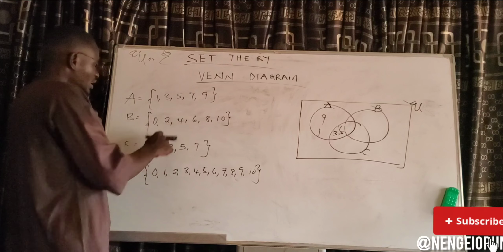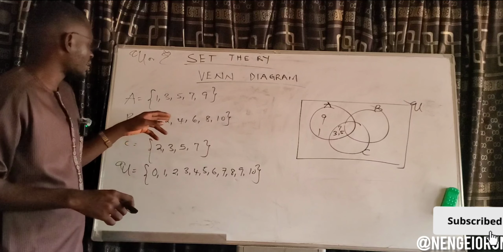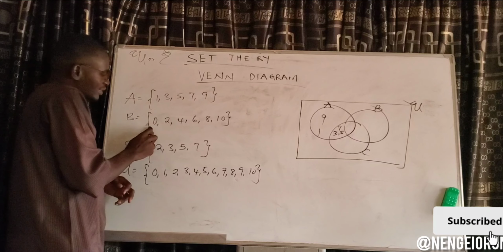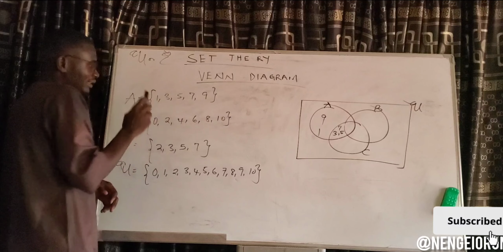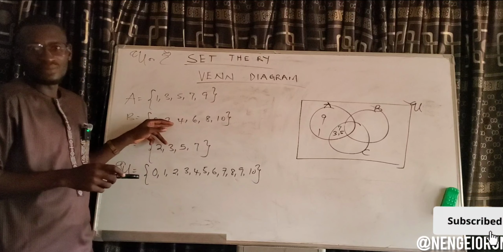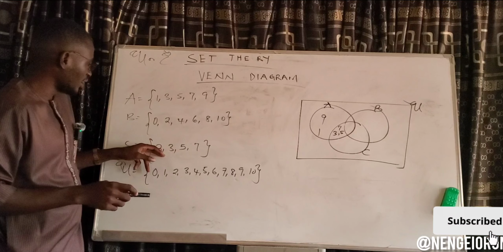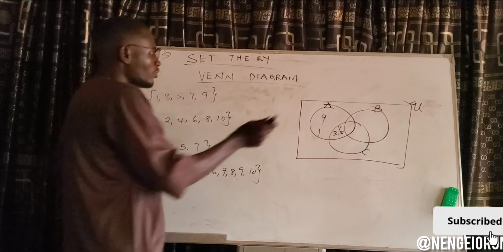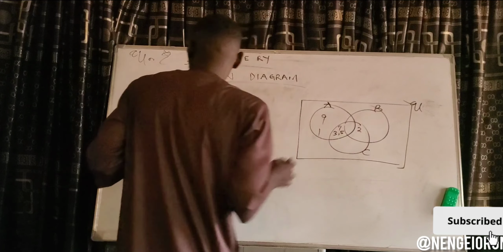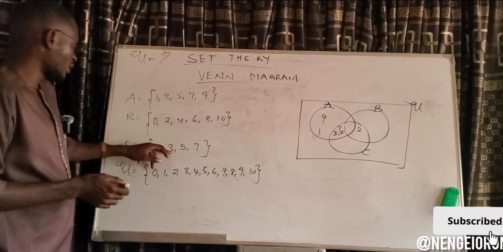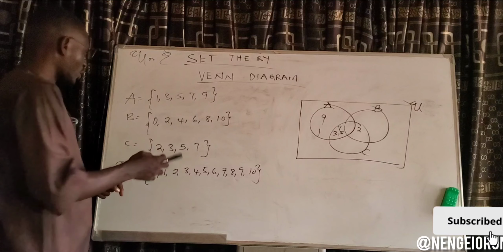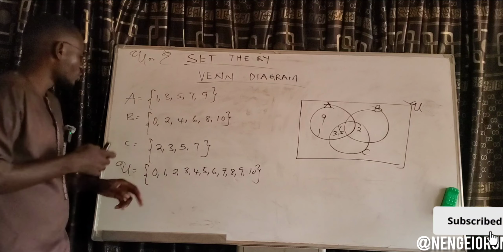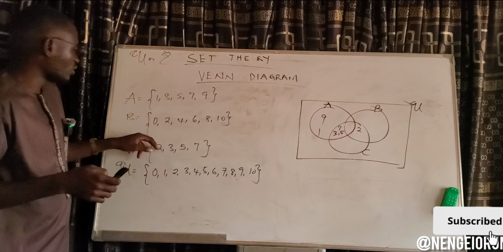So another aspect of it is for set B. Now, is there any intersection between set B and A? There is no element that you can see in set B and in set A. There is no single element here. But for B and C, you discover that you have 2 in B, 2 in C. So B and C, they have 2 in common. B and C also do not have any other element in common apart from 2 in B and 2 in C.